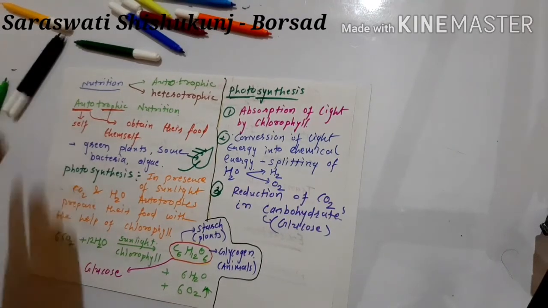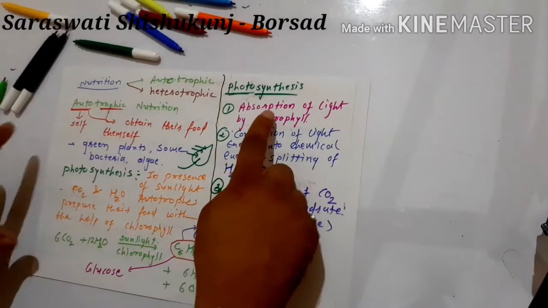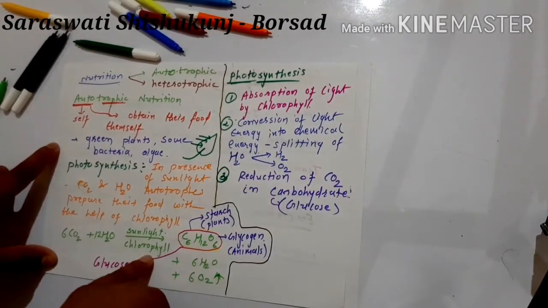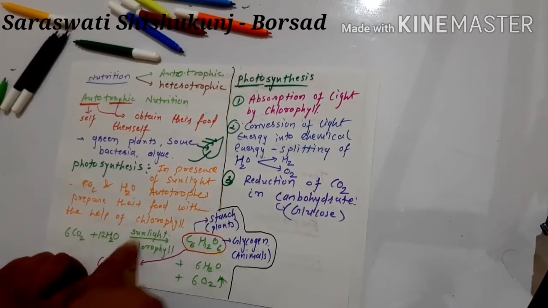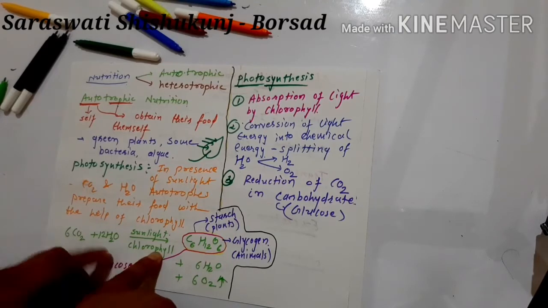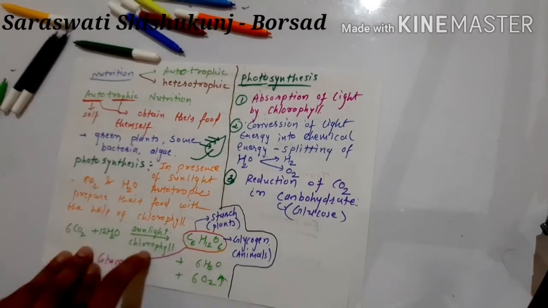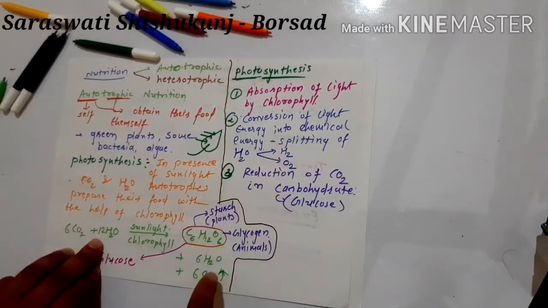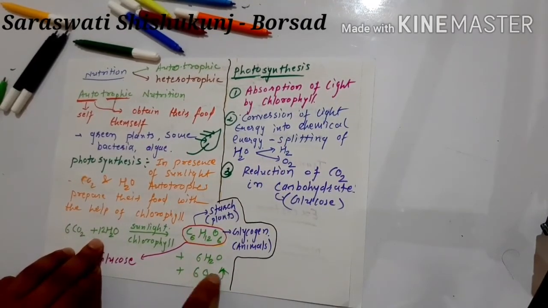Now let's check it. First, absorption of light energy by chlorophyll. Second, this light energy which is absorbed by the chlorophyll is going to get converted into chemical energy. During this chemical energy, the water molecule which we have will get split into hydrogen and oxygen. Here we are getting the oxygen.